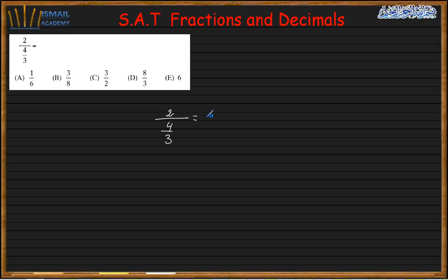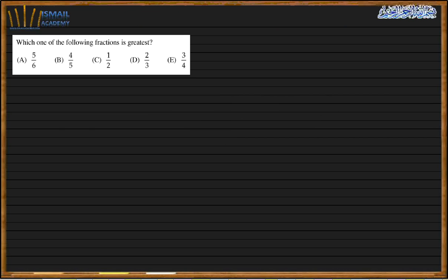We know that 2 is the same thing as 2 over 1 divided by 4 over 3. If we divide a fraction by a fraction, we multiply by the reciprocal of the denominator. So it's going to be 2 over 1 times 3 over 4. We cancel and simplify, so this is going to be 3 halves. The answer is C.